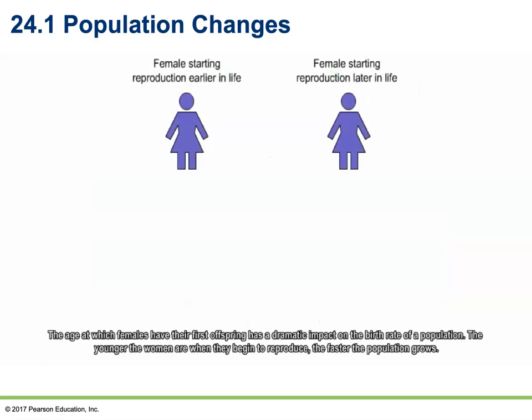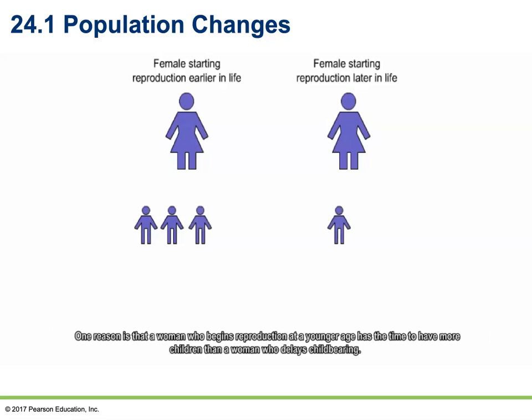The age at which females have their first offspring has a dramatic impact on the birth rate of a population. The younger the women are when they begin to reproduce, the faster the population grows. One reason is that a woman who begins reproduction at a younger age has the time to have more children than a woman who delays childbearing.